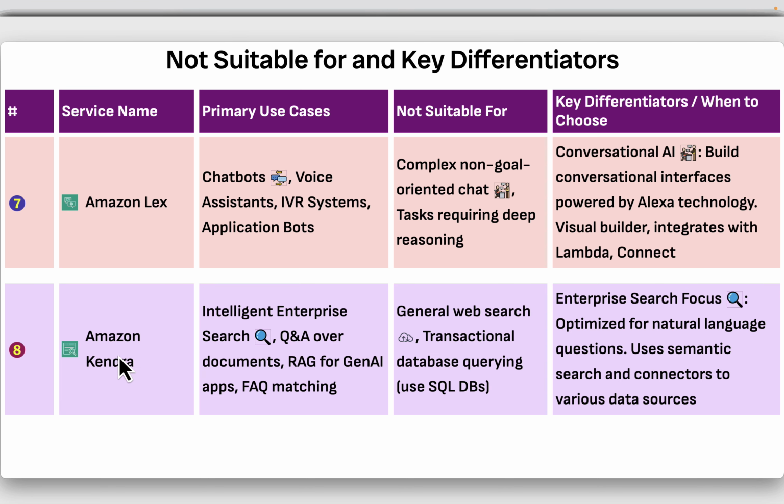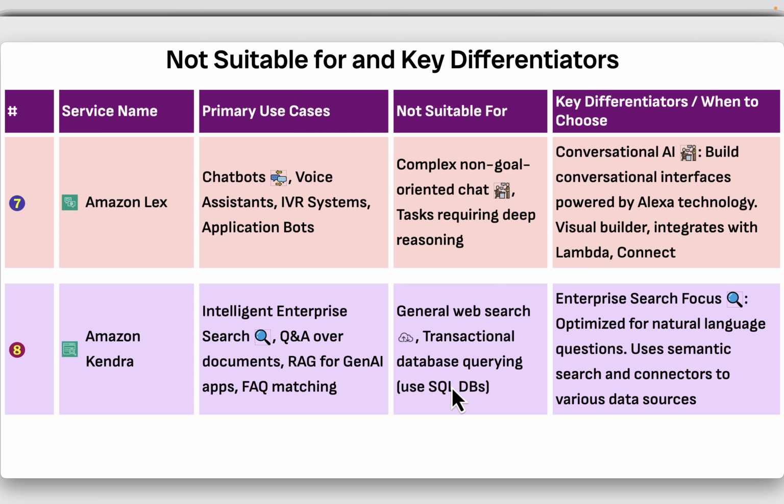Next service, Amazon Kendra. So primary use cases are intelligent enterprise search, Q&A over documents, retrieval augmented generation for Gen AI apps, and FAQ matching. This is not suitable for general web search or transactional database querying.